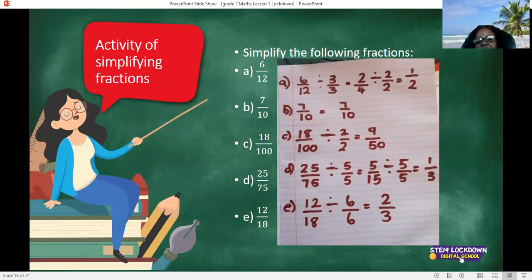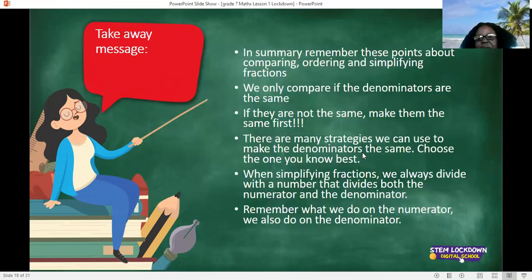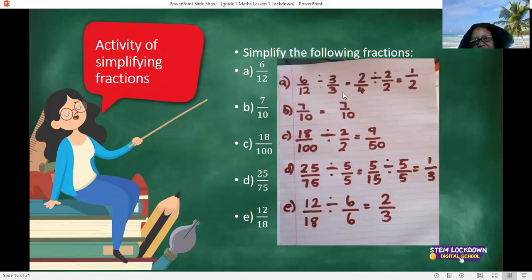And then number D, 25/75. I divided it by 5. You can divide it by 25, you still get the same answer. So 25 divided by 5 is 5, and 75 divided by 5 is 15. You can see the number is not in its simplest form because we can still divide it. So we further divided by 5/5, got 1/3.